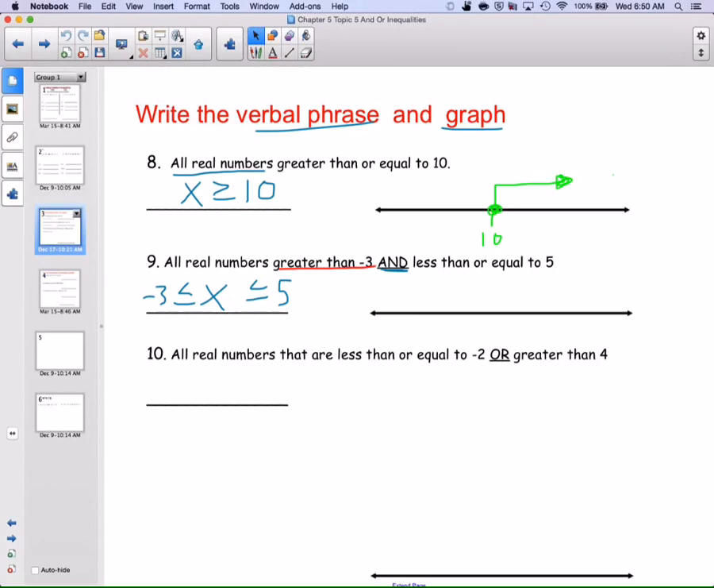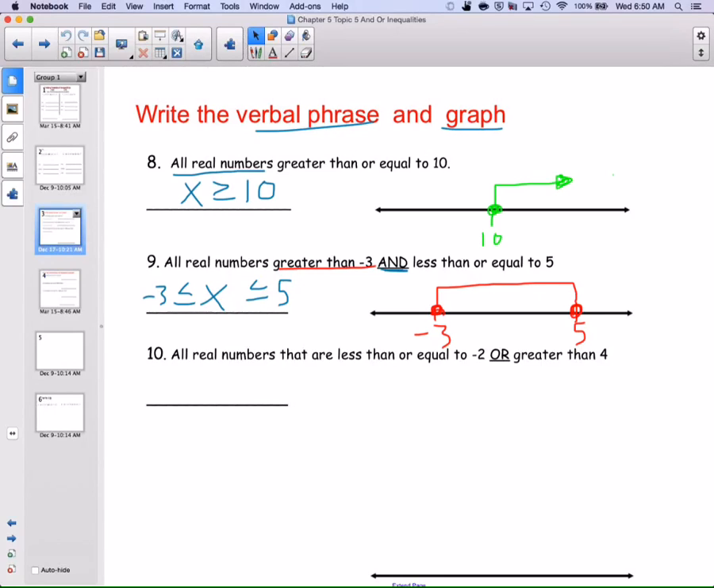Alright, so the way we would graph that is we would put the -3 here, we'd put the 5 here, and they're both equal to on the bottom, so we have closed circles here and here. We just connect the points, remembering that the ands connect, whereas the ors point in opposite directions.